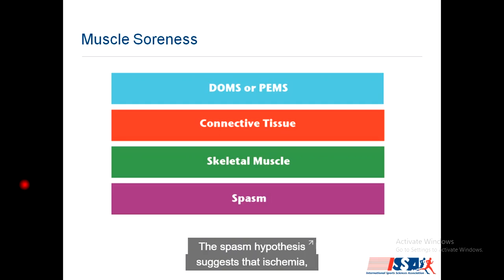The spasm hypothesis suggests that ischemia, or decreased blood supply during exercise, causes pain-causing substances to build up in the muscle. These substances cause the muscle to spasm and produce more ischemia, which causes the pain to increase over a 24 to 48-hour period.